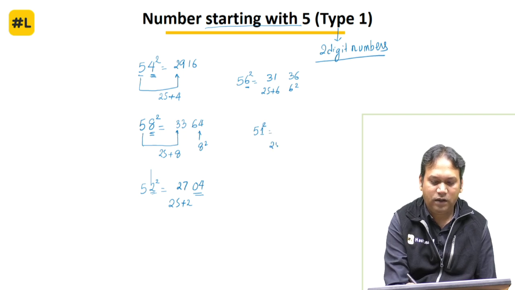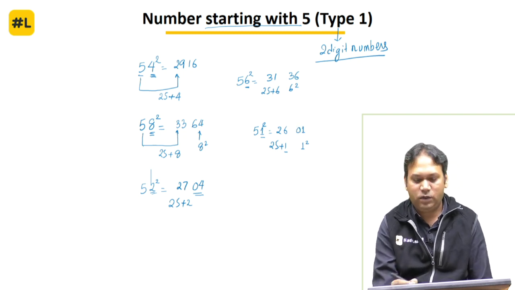Okay, now 51 square, let's calculate. 25 plus 1, 26. Why 1 again? Because here is 1. What is 1 square? 1. But are you going to write 1 or 01? 01. So what is the answer?